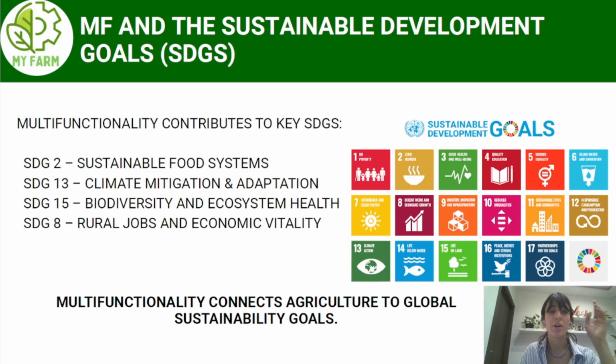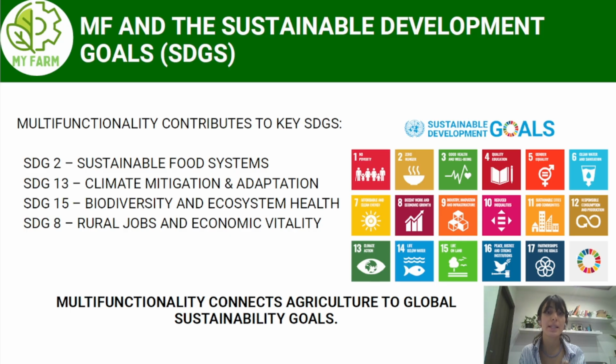Then we have number 13, climate action. Multifunctional systems enhance climate mitigation and adaptation. Practices such as agroforestry, permanent grasslands, and soil conservation reduce emissions and strengthen resilience to extreme events.